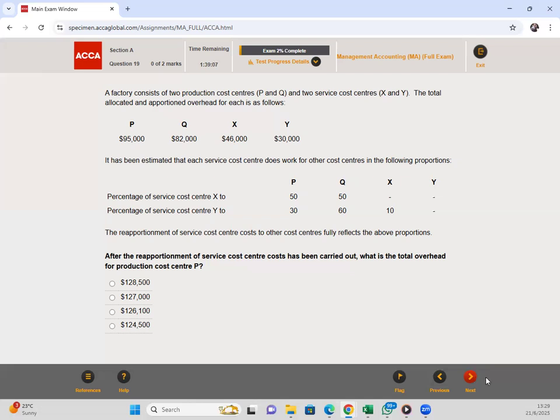So the first thing is let's have the departments P, Q, X, Y. Those who can take pictures, please, can you help me out? Can you take the pics? Then you will help me out with the amounts.